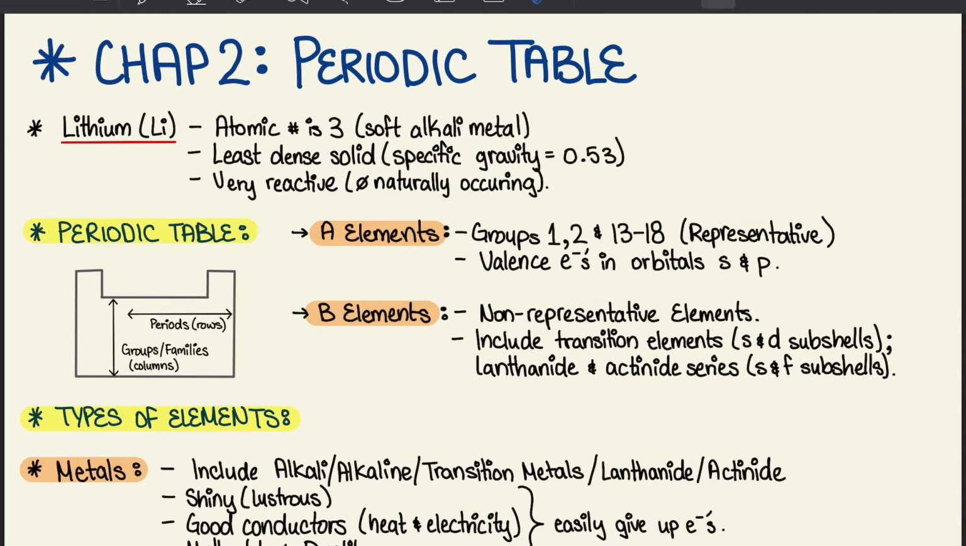So we're going to fast forward to 2.1, which is the periodic table. We have elements A and elements B. The way this textbook describes element A is that it's in groups 1 and 2 and 13 to 18. These are representative elements, and their valence electrons are in orbitals s and p, as you may remember from chapter 1. B elements are non-representative elements, and these include transition elements, which are s and d subshells, lanthanides, and actinide series, which are s and f subshells.